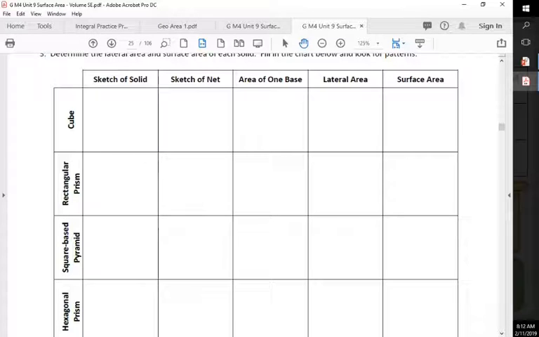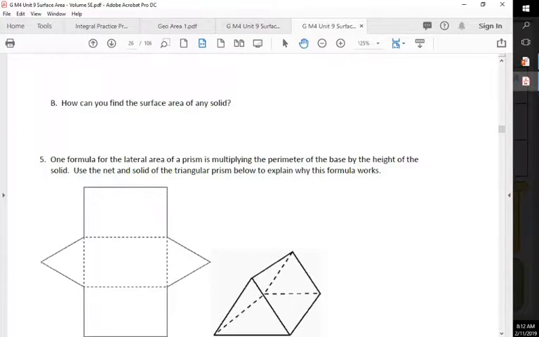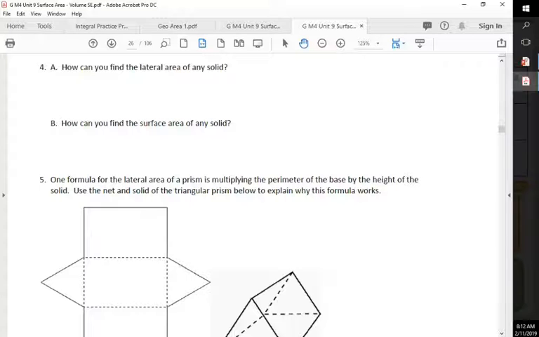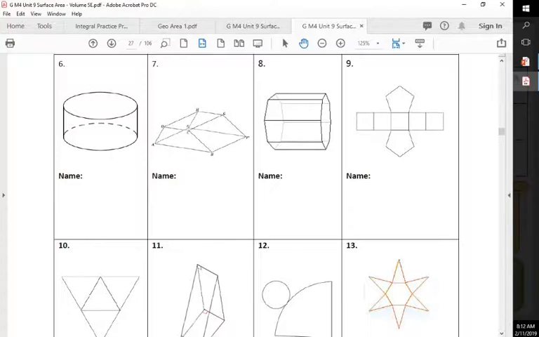If you're wrong, that's fine. I want you to just take a guess to see if you can do it on your own. And then answer these questions, 4 and 5. I think you can do it, but if you can't, it's okay if you skip them and get to this part right here, because I know for sure you can do this one.